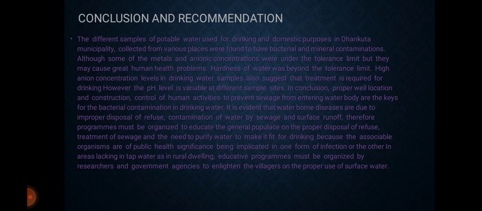Conclusion and recommendation. The different samples of potable water used for drinking and domestic purposes in Dankuta municipality, collected from various places, were found to have bacteria and mineral contaminants. Although some of the metals and ionic concentrations were under the tolerance limit, they may cause great human health problems. Hardness of water was beyond the tolerance limit. High ionic concentration levels in drinking water samples also suggest that treatment is required for drinking. However, the pH level is variable at different sample sites.